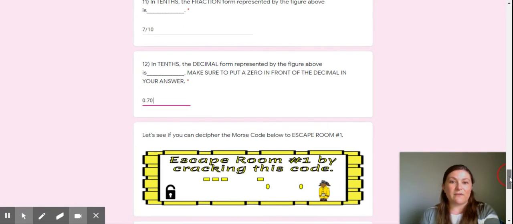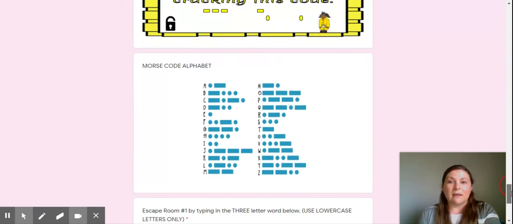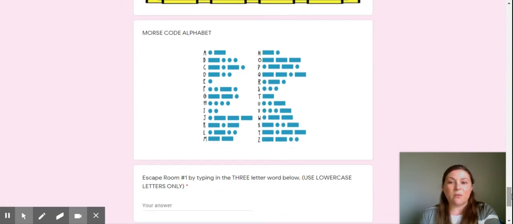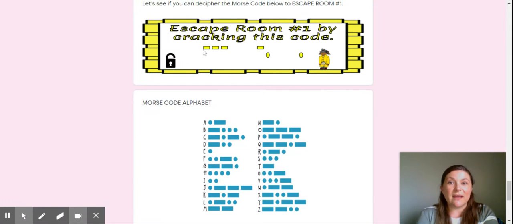All right, now we have to go down here to the Morse code. Let's see if you can decipher the Morse code below. Escape room number 1, type the 3-letter word below. Okay, so you're going to find the Morse code up here in the banner. So we have dash, dash, dash. So you're going to go through, which letter is dash, dash, dash? O. And this is where I'm going to use my pad of paper. So O is the first letter of the word.